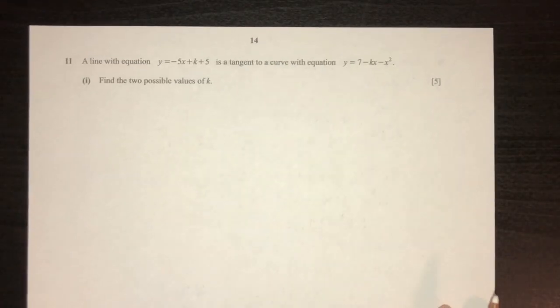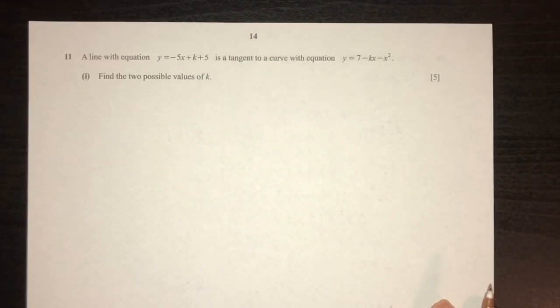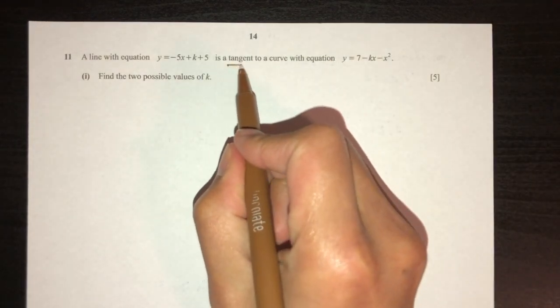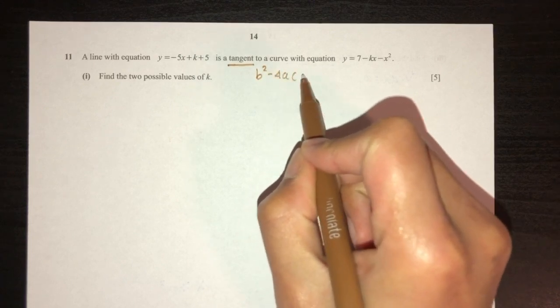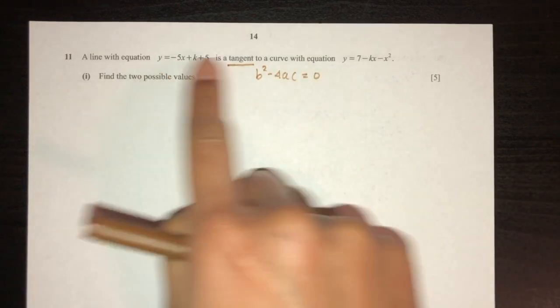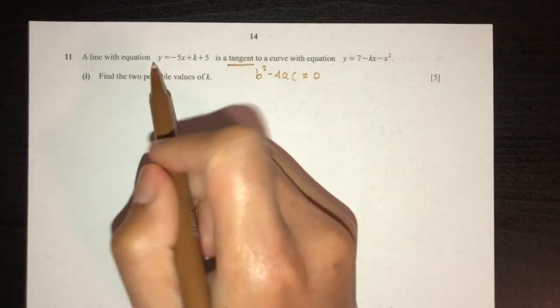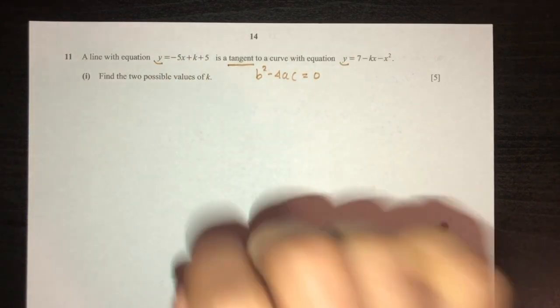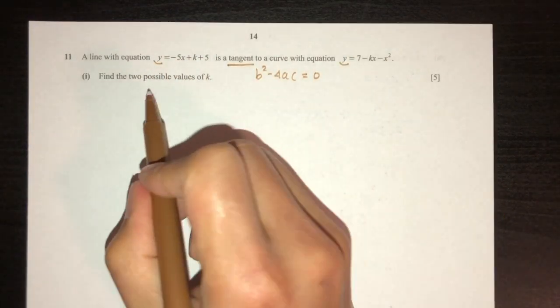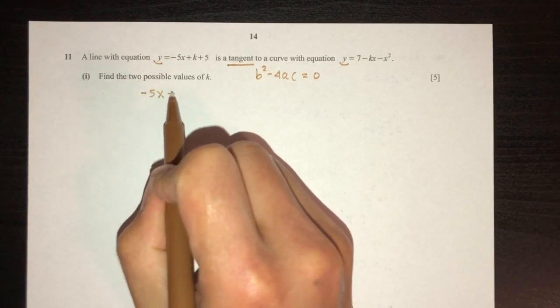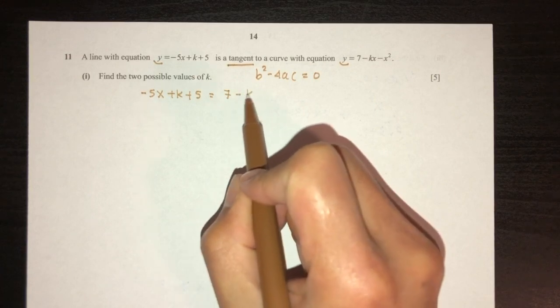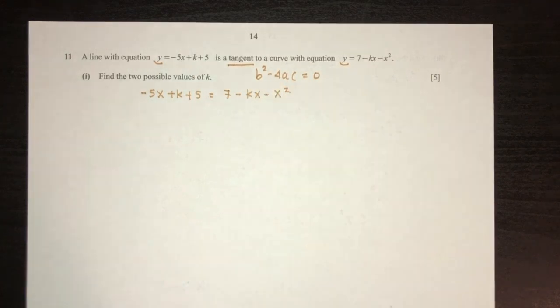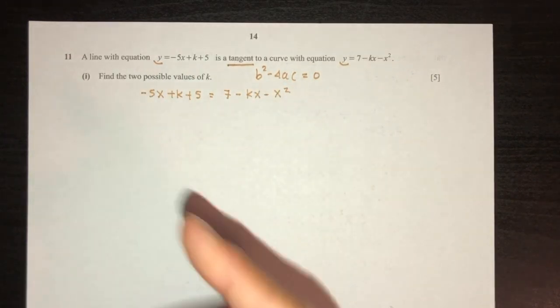Now let's move on to question number 11. A line with the equation y is a tangent to the curve of this. So tangent means it meets the curve at only one point, so which means we have to use b squared minus 4ac is equal to 0. But first we have to solve them simultaneously, because here we have y and we have y, and we know they meet at one point. So on one side you will have something like this, and then equal to this side 7 minus kx minus x squared. So now we have to bring everything to one side.